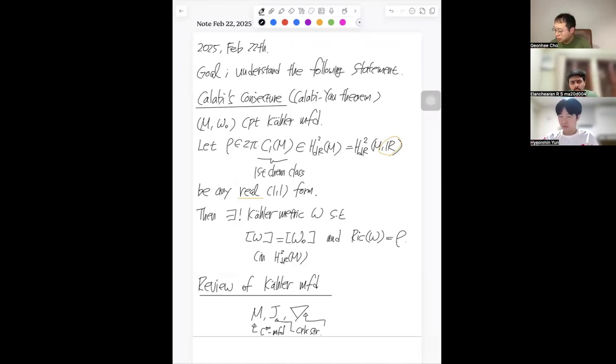And we also have this connection. This connection is called the Chern connection, which is usually different from the Levi-Civita connection. But in the Kähler case, this is the same as the Levi-Civita connection. And there is the so-called Kähler metric.